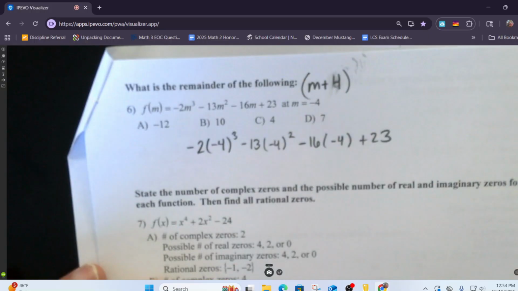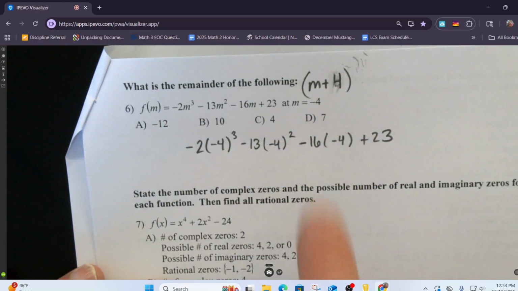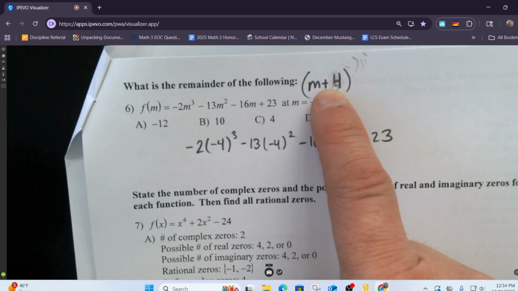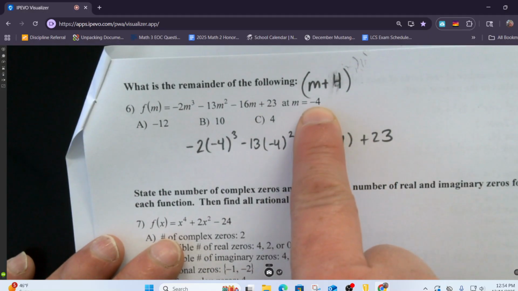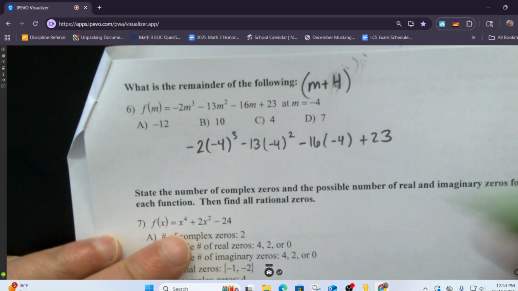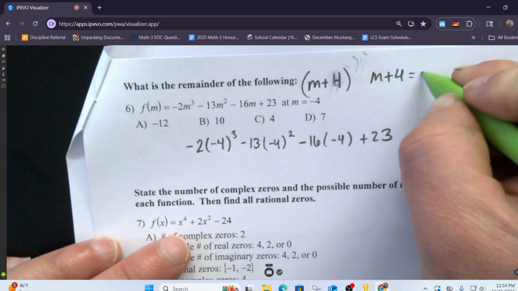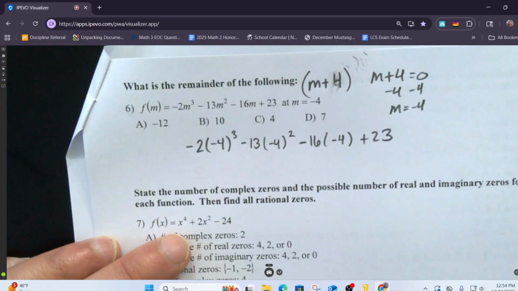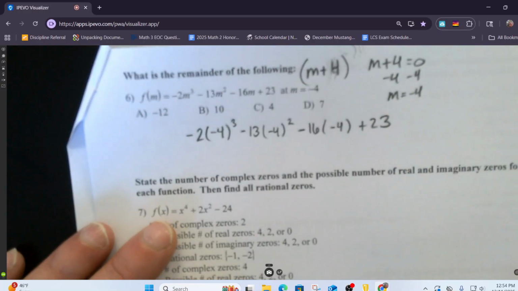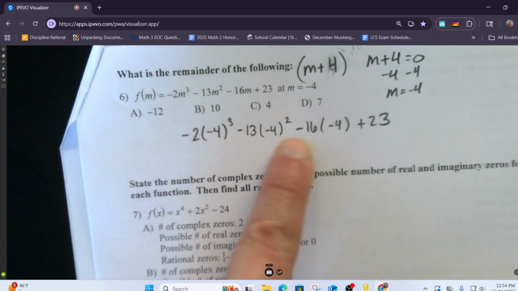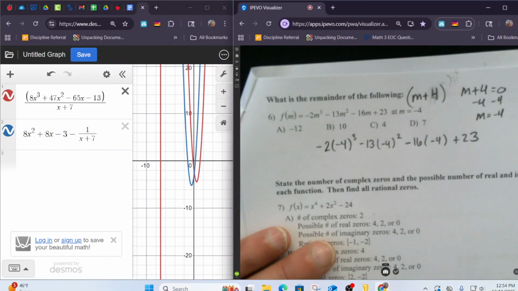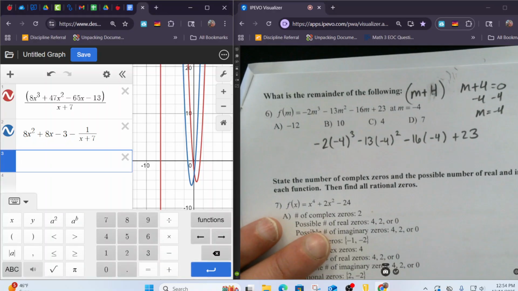So if I'm finding the remainder, and it's probably going to be given as a factor like this, just set that factor equal to 0, get the solution, okay? Because like I said before, if I set that equal to 0, I'm going to get the same thing. And then everywhere you see that variable, you're going to plug it in Desmos, okay? And just make sure you type everything in.